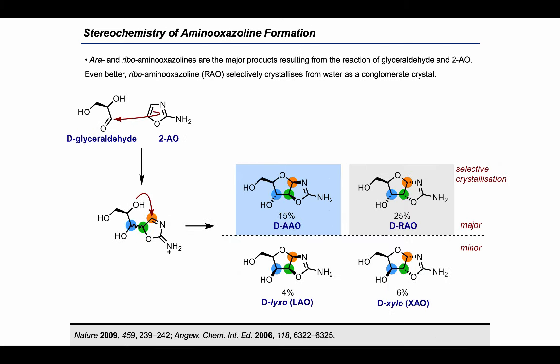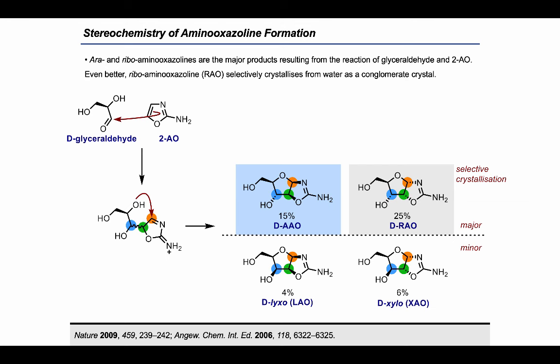Now, if we take a closer look at the reaction of glyceraldehyde and 2-AO, we can see that 3 stereocenters are set in this one step, and the chirality of the input glyceraldehyde determines the chirality of the resultant amino-oxazolene. This is very appealing because it offers an opportunity to set the stereochemistry of ribose without actually making a free ribose unit itself.